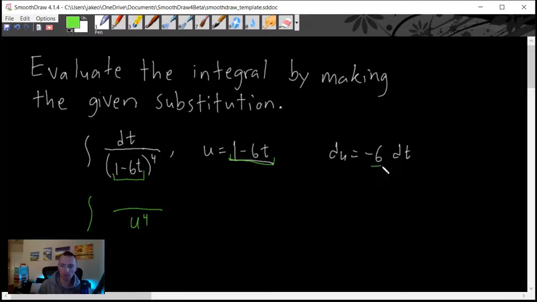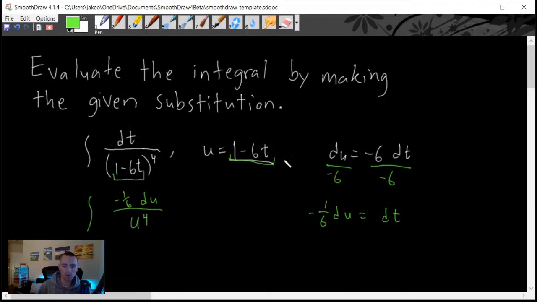To do that, we can just divide both sides of this by -6. And we get basically 1 over -1/6 times du equals dt. So dt is the same as negative 1/6 du. So we could basically think of doing negative 1/6 times du, replacing our dt here.